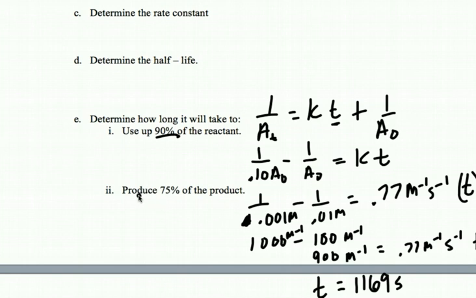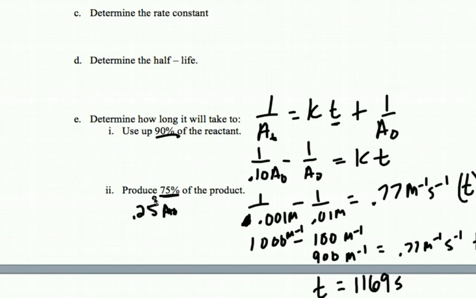If I was going to produce 75% of the product, that would mean that 75% of my reactant is gone. So it'll be 0.25 a naught that would be left. So it'd be the same process, but using 0.25 a naught instead of using the 0.1 a naught. I'd have 0.25, or a fourth of it is still remaining at that time.